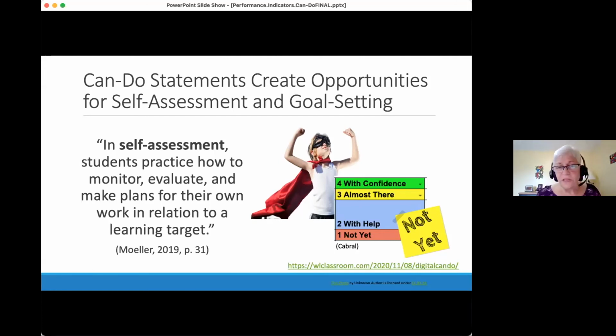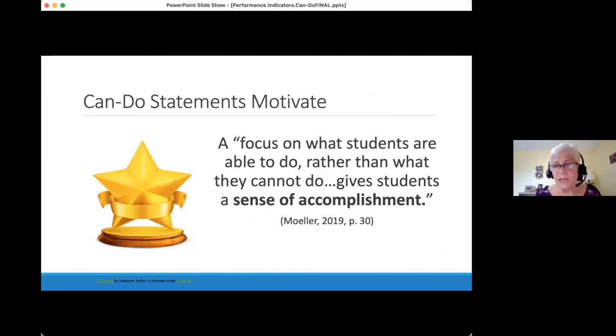And so the final thing that I want to say is that can-do statements motivate. A focus on what students are able to do rather than what they cannot do gives students a sense of accomplishment. And isn't that what we want for all of our students? To feel accomplished, to know what their accomplishments are, and to not feel like, oh, I can't do this, because that's when we lose them. And that's when we don't have that motivating sense among our students that really is what creates a positive learning environment in our classrooms and beyond.